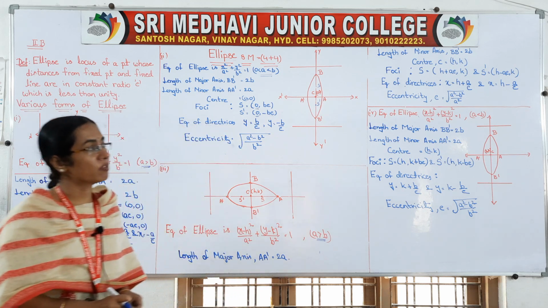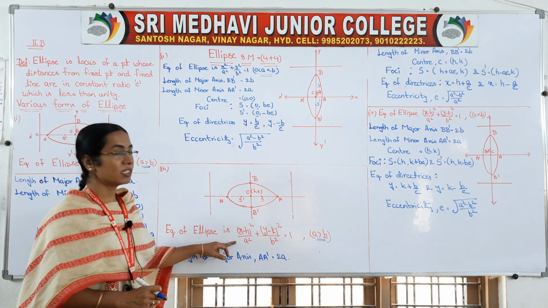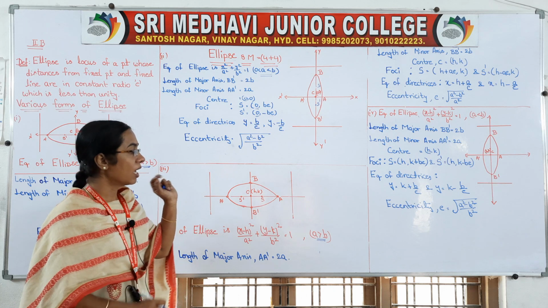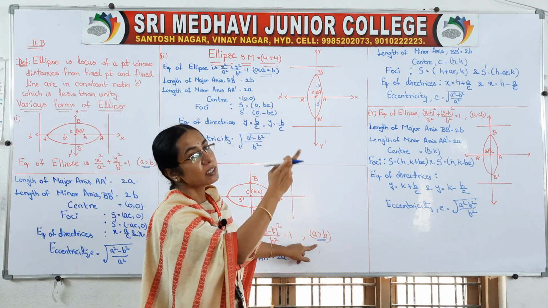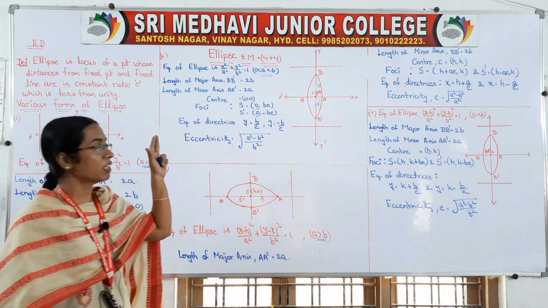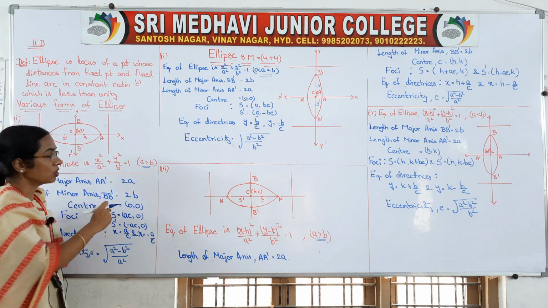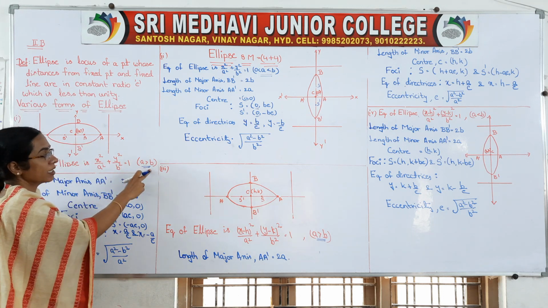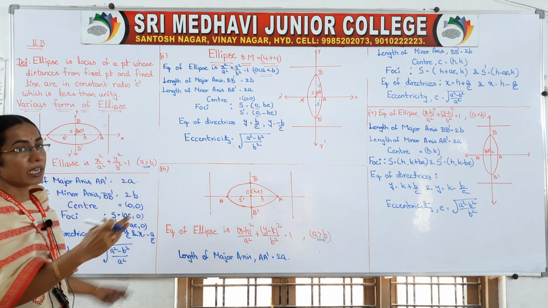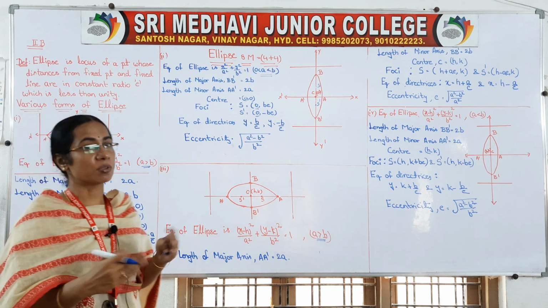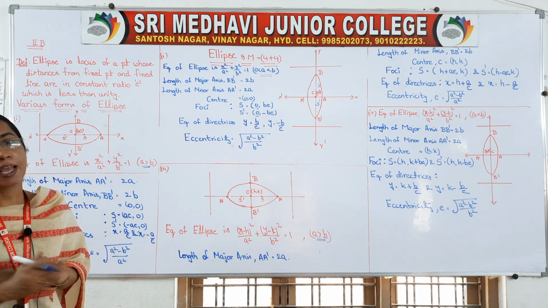Now come to the fourth case, the equation of the ellipse: (x minus h) whole square by a square plus (y minus k) whole square by b square is equal to 1. You can ask, madam, what is the difference between this curve and that curve? Here a is greater than b, there a is less than b. The equations look the same, but we have to observe the value of a. If a is greater than b, we take all these formulas. If a is less than b, the major axis becomes minor and the minor axis becomes major.